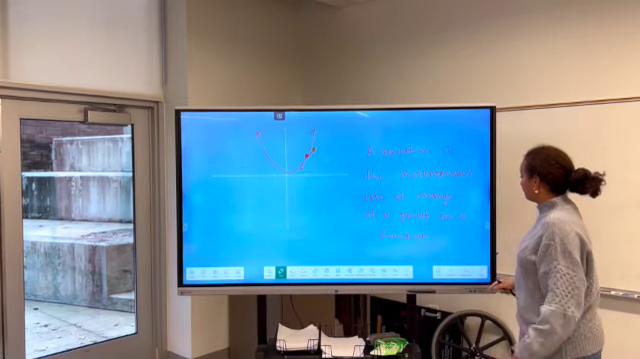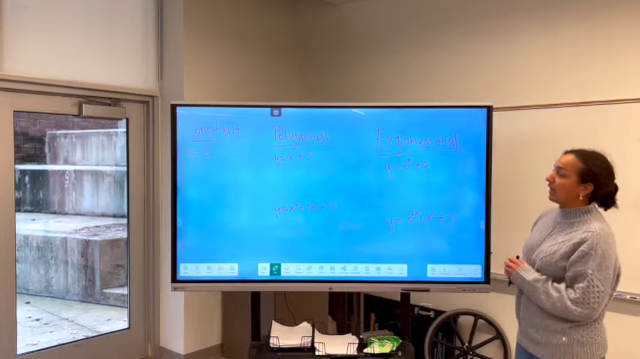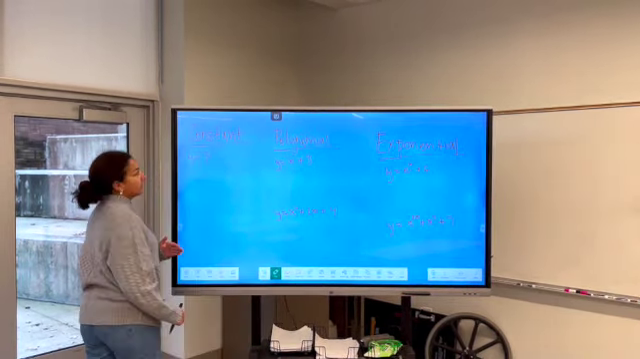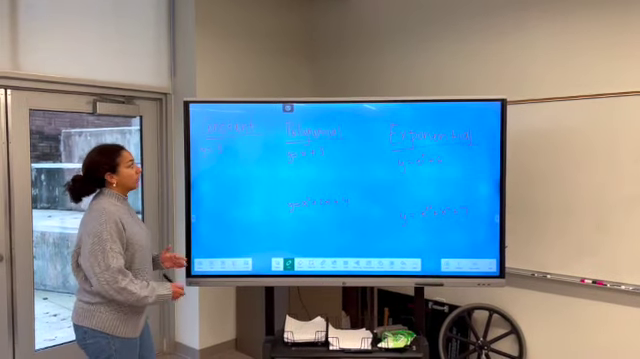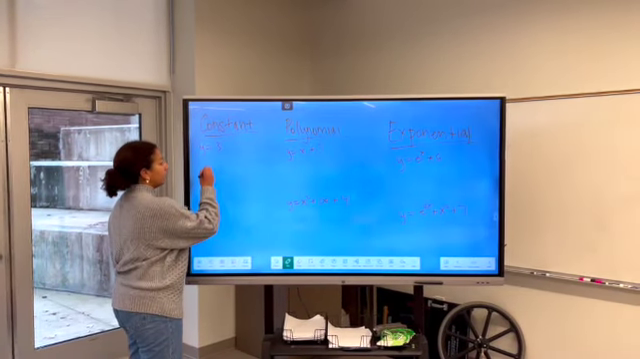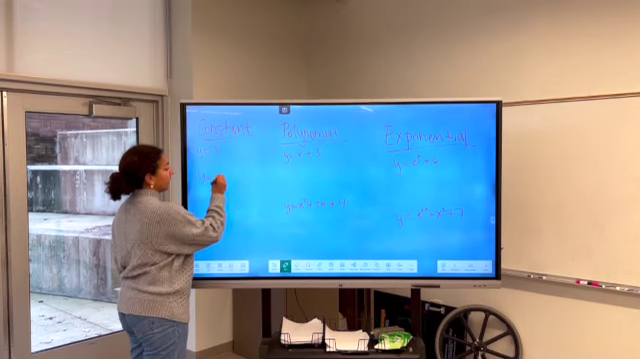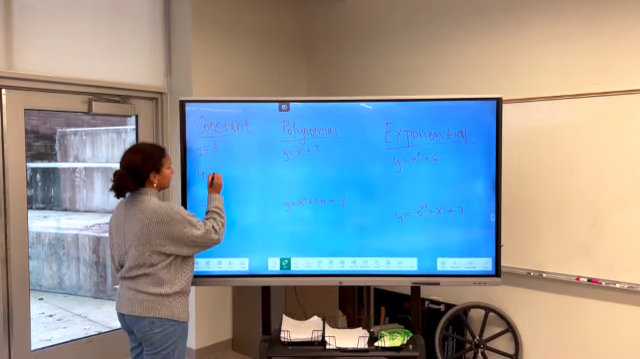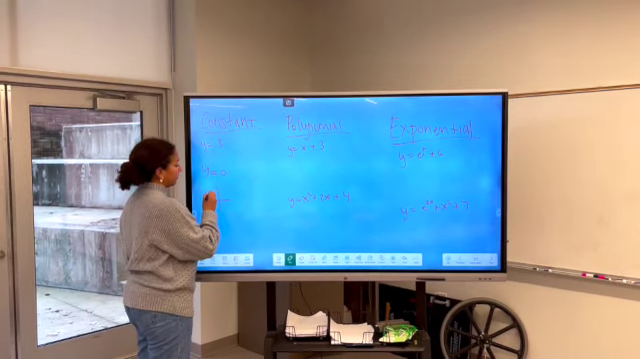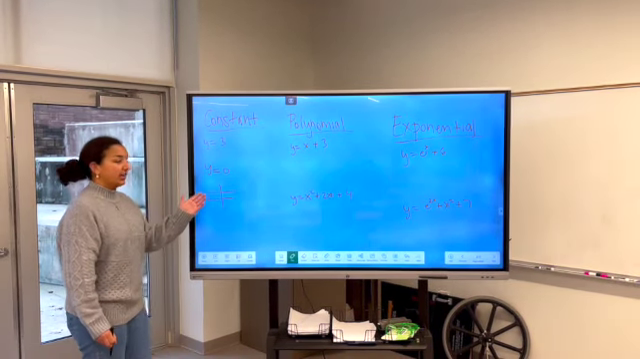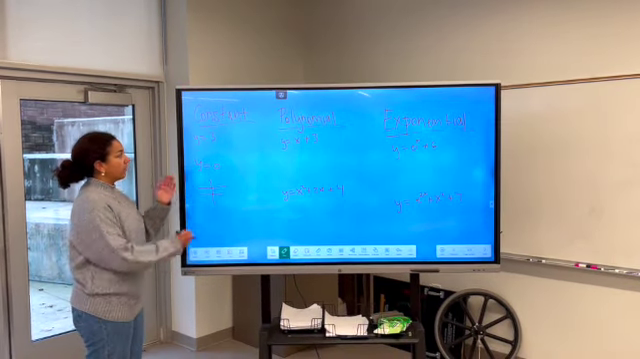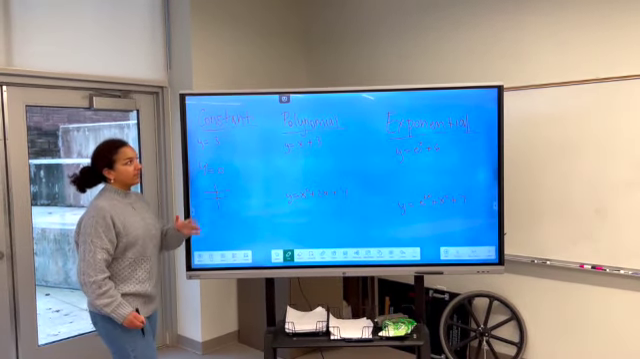In some examples, the derivative of y equals 3 would be 0, because if we had this on a graph, the graph of this would be y equals 3, which is a straight line right here. And as you can tell by this straight line, the slope of it would be 0. So the derivative is 0.